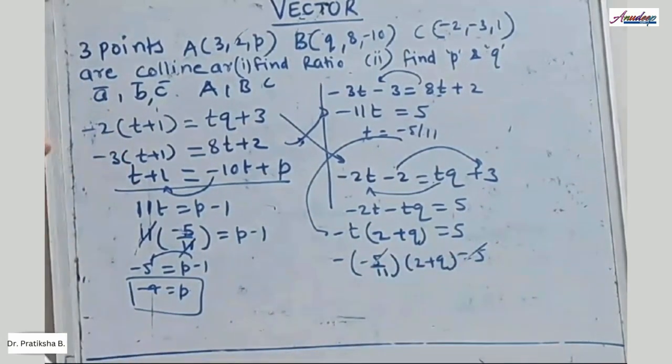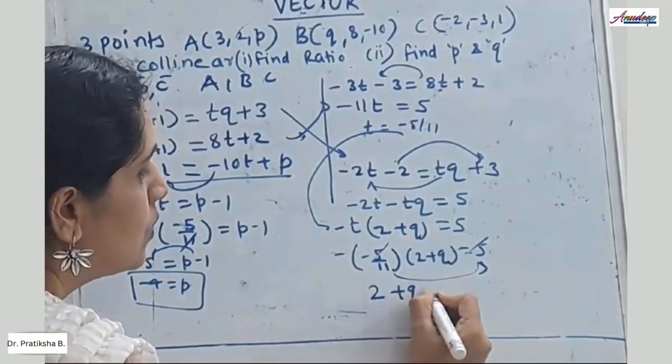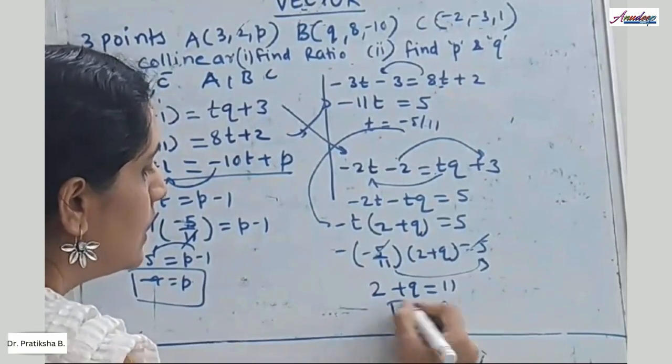So 5 we can omit from both the sides. 11 we can transfer here. So it is 2 plus Q equals 11. Q is equal to 9.